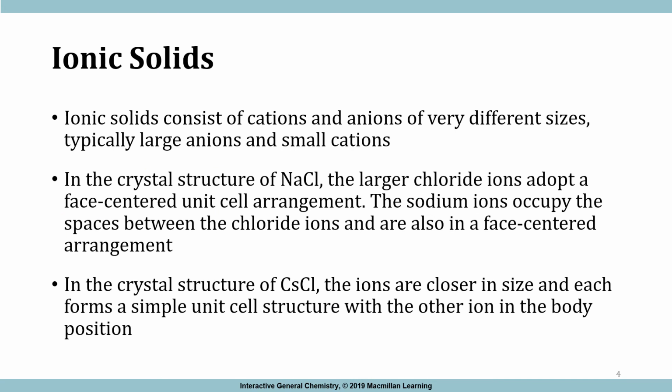So we've discussed the unit cells for metal solids. Let's go into a little bit of ionic solids. Ionic solids consist of cations and anions. I want you to get really comfortable knowing those words. A cation is positively charged, and an anion is a negatively charged ion. Cations are typically much smaller in size than anions. Not always, but the majority of the time.